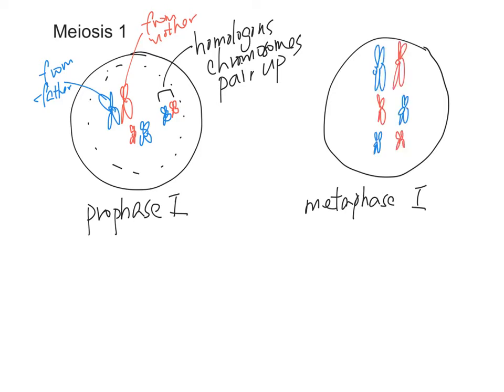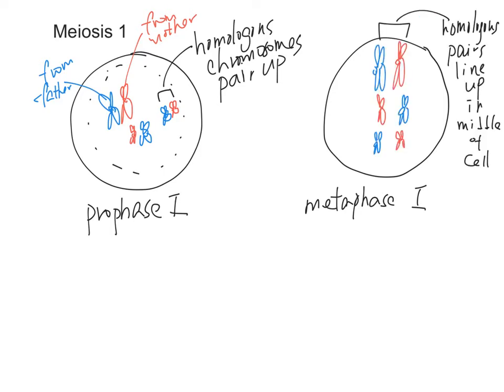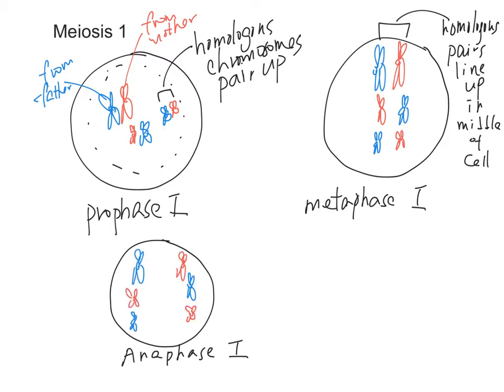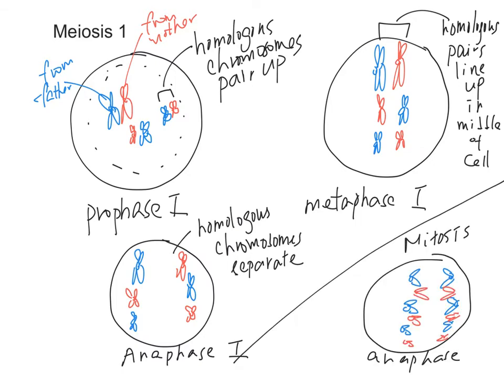Then in metaphase 1, the homologous chromosomes will pair up and line up at the same time. So they line up in pairs in double file in the middle of the cell. During anaphase, the homologous chromosomes will separate. This is different from mitosis. In the case of mitosis, it is the sister chromatids separating. But in the case of meiosis, it is the homologous chromosomes separating.